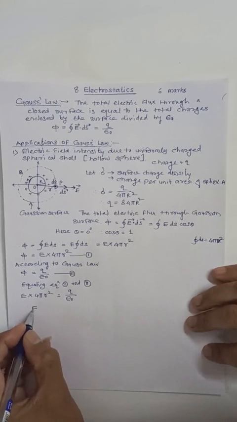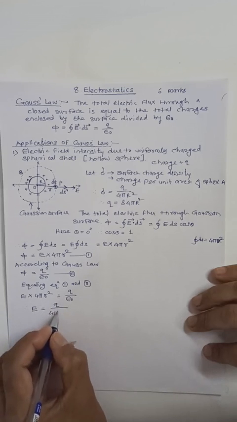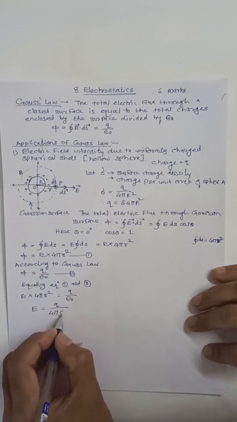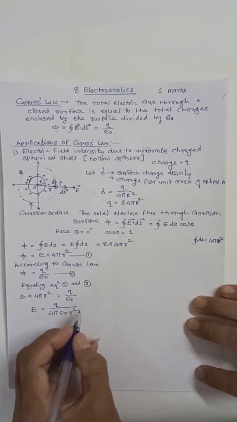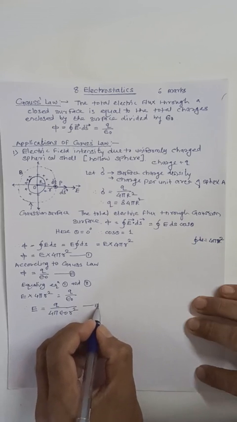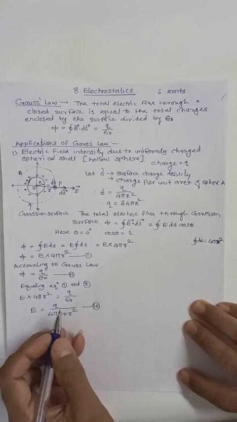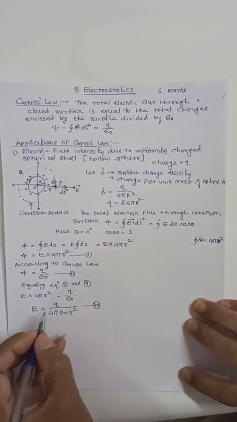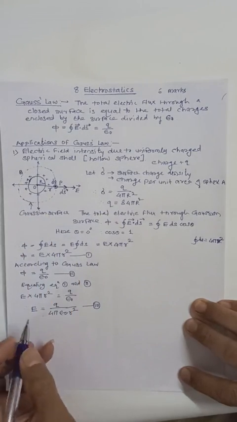and therefore E is equal to Q upon 4 pi epsilon 0 r square. Using this equation, we can determine the electric field intensity at any point outside the conducting sphere.